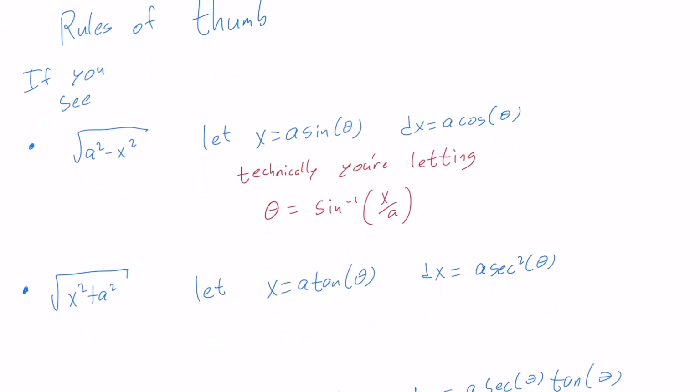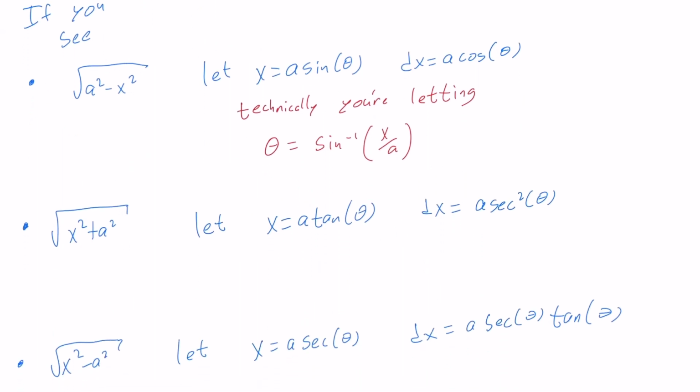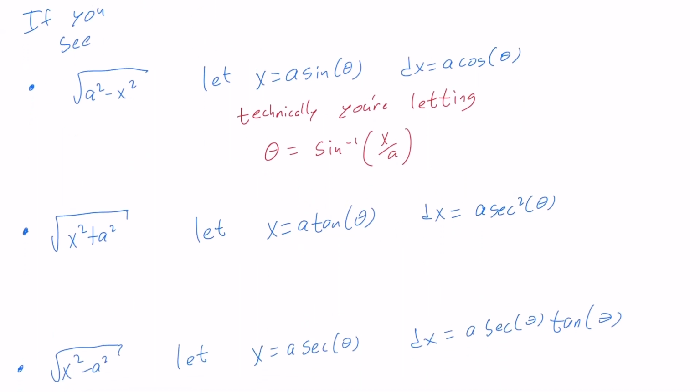So some good rules of thumb. Let me scroll so we can see it all. If you see something that looks like the square root of a squared minus x squared, you can let x equal a sine theta. Now you might be thinking, that's weird. Normally when we do u substitution, we let u be the really complicated looking thing. We find du. And we're doing something along those lines here. Technically, we're introducing a new variable called theta, and we're letting theta equal the inverse sine of x over a.